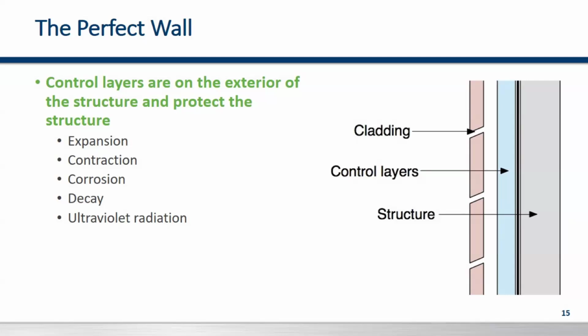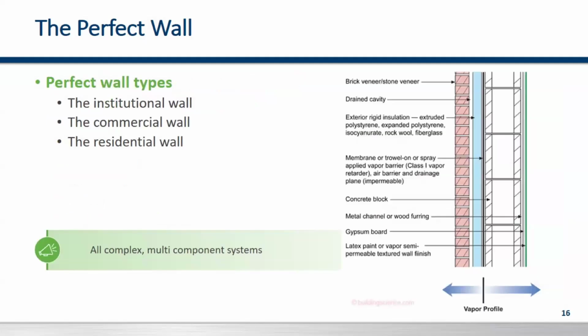A lot of it is related to heat on the building. So those control layers are put in place to protect the structure. And that's what we're going to talk about today. Several different types of wall types lead us into what the barrier backup system is. Now, with all perfect walls, there are different types of construction.